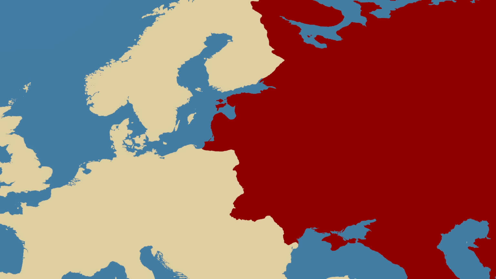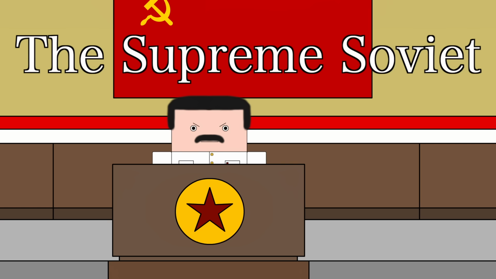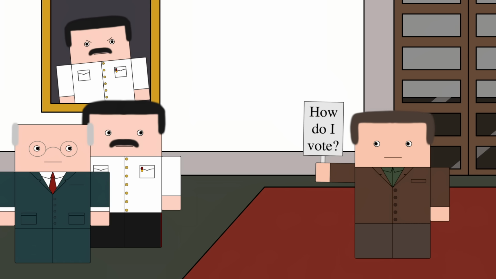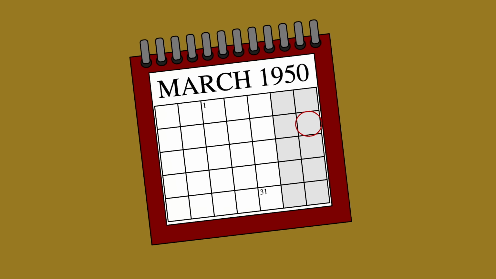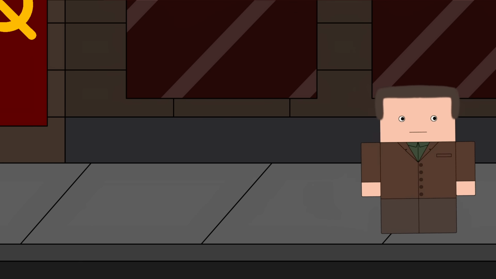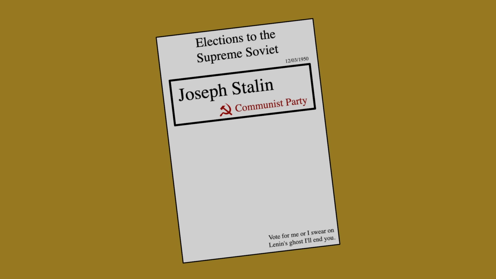So, citizens of the USSR elected representatives to the Supreme Soviet, the legislative arm of the government, and these elections were held every 4 years. And the process for these elections was fairly simple for citizens. When polling day arrived, they would go to their local polling station and they would receive their ballot, which would only have one candidate on it.